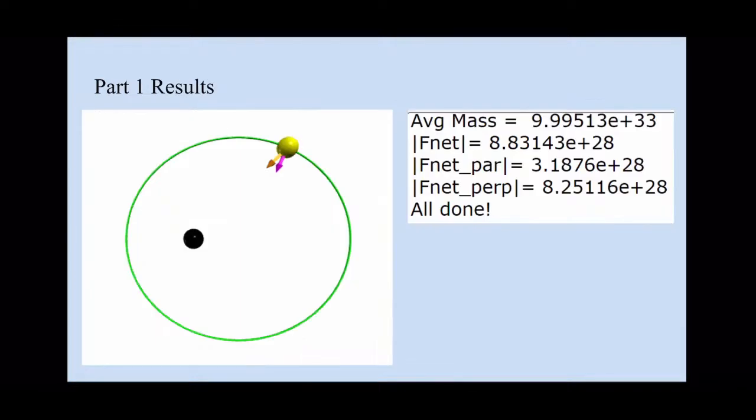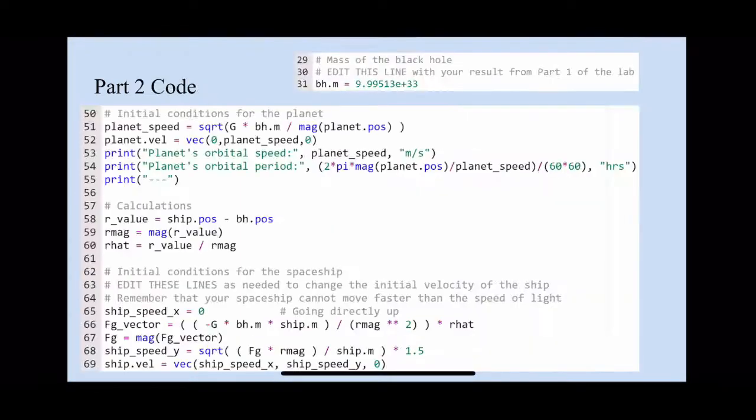This is my code for Part 2 of the experiment. I changed the black hole mass to match mine that I found from Part 1, and I implemented formulas here to find the initial conditions and velocity here for the ship. I found this using trial and error, especially with the constant I multiplied the y speed component by.